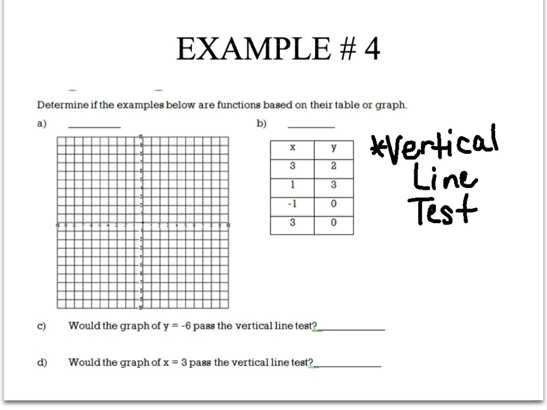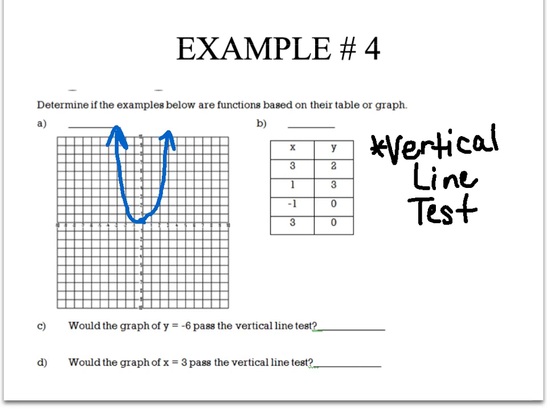So for example number 4, part A, I want you to add the parabola, and we've talked a little bit about parabolas before. I want you to draw a parabola, just a sketch, on your coordinate grid there. It says determine if the examples below are functions based on their table or graph.